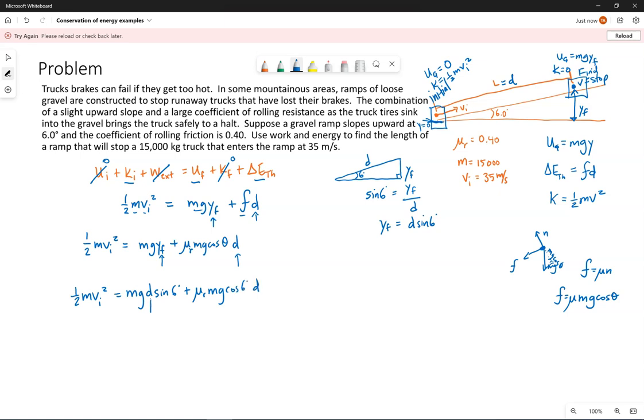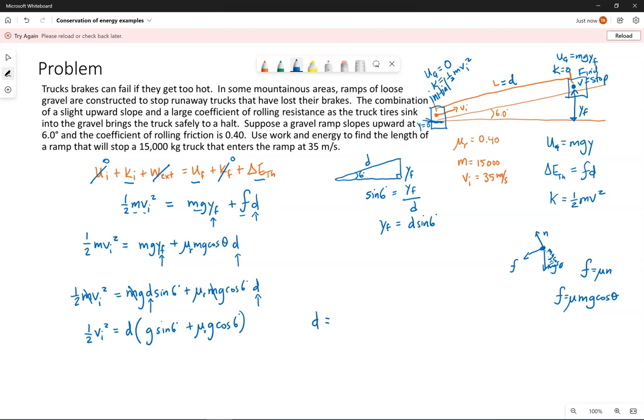By doing this, we now have d as our only unknown, which is nice. It also turns out that there is an m mass in every term, so we can actually cancel that out. We don't need to know the mass of the truck. So if I rewrite this, I can factor out the d, and that will leave me with g sine of 6 plus mu g cosine of 6. We now have everything except for d.